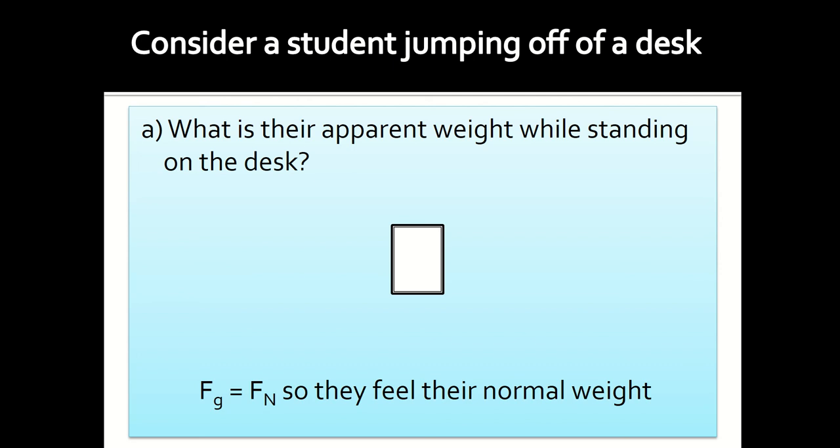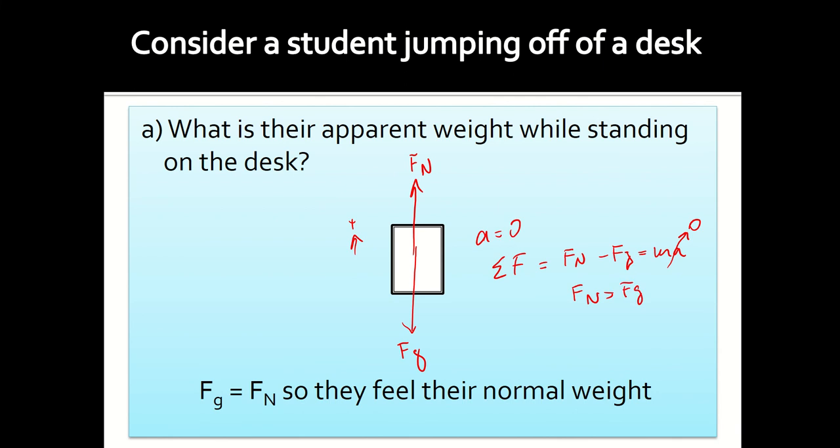If the student, represented by this block here, stands on a desk, there's going to be a force of gravity, Fg, and a force opposite to that, the normal force. In this case, the acceleration is 0. Therefore, if you were to write the F net, if you make positive up, you're going to end up with Fn minus Fg equals ma, and again this is 0, so we're going to end up with Fn equal to Fg. And if that's the case, you're going to feel your normal weight.